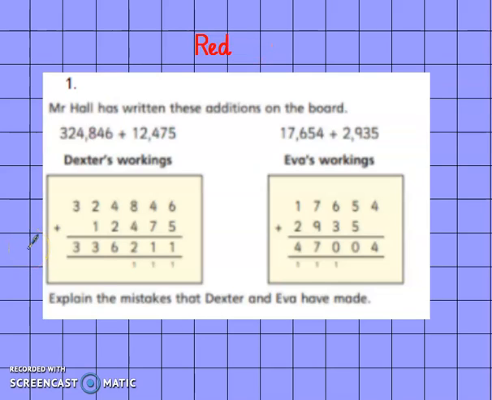The next red question is all about how people have made mistakes. So again for this one, I want you to look carefully at Dexter's workings first and see if you can work out what he's done wrong, because it's very similar to one that we did earlier. Moving on to Eva's one, what I want you to note carefully is the position of the numbers and where she's put them. Can you work out what she's done wrong? Give it a go, pause the video, and then I'll move on to the next question.